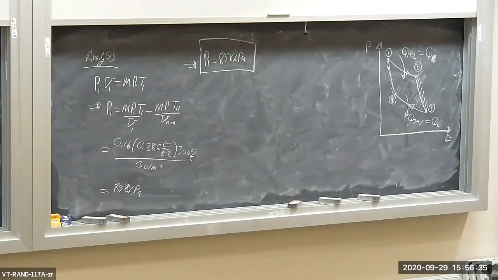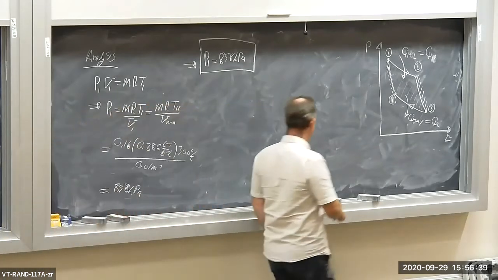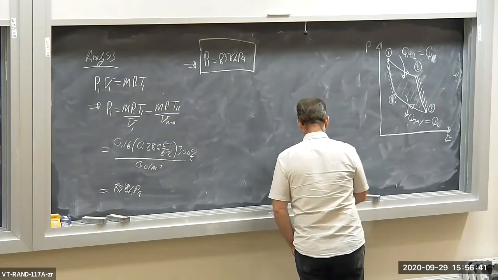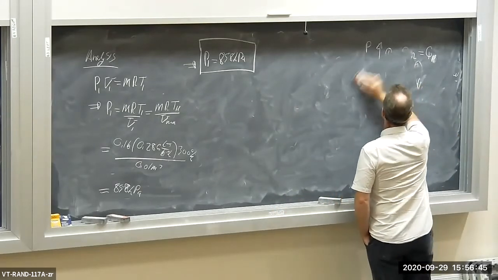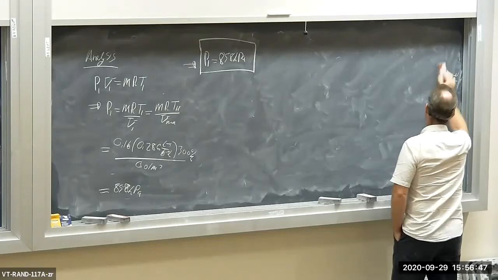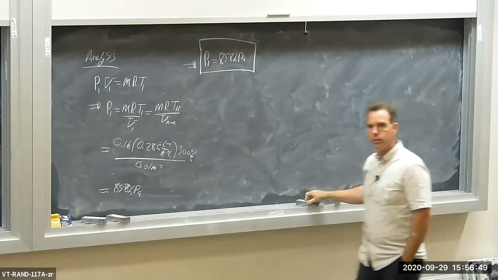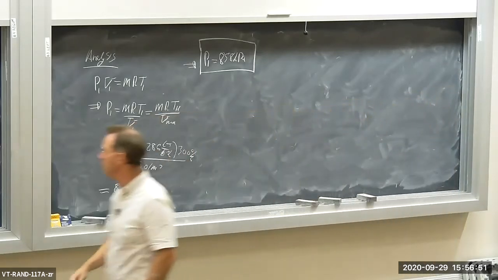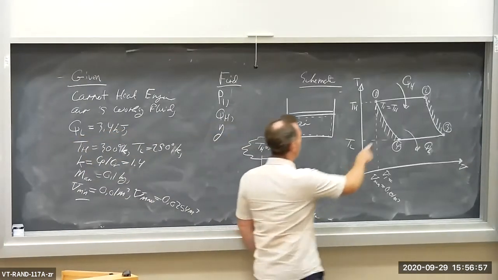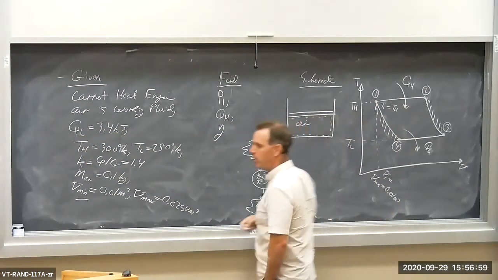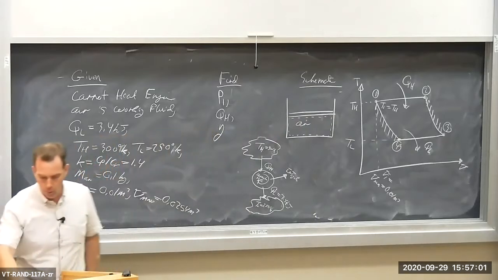Let's calculate the high temperature reservoir heat transfer, QH. In other words, Q1 to 2. Let's find out the heat transfer from state 1 to state 2.